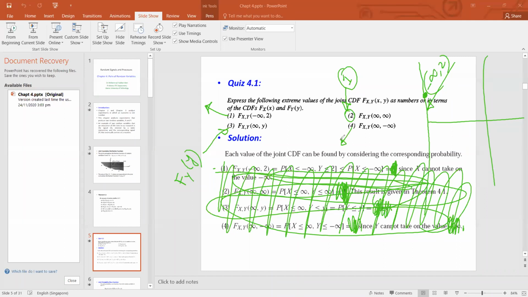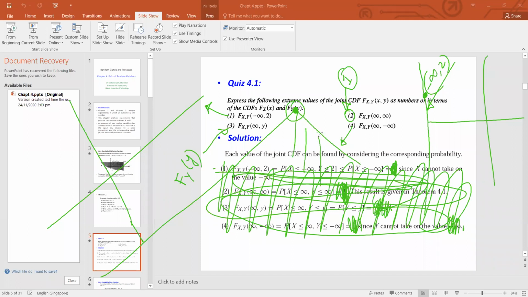Y is minus infinity. Sir, what is that? 0. Y minus infinity means it has gone to the bottom extreme, and then you're talking about x equal to infinity. But in the bottom there is nothing before that. So when I take the area like this, in this area there is no probability. So that will be equal to 0. Is it clear? Yes, sir.